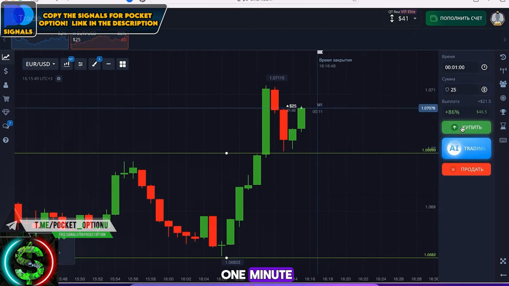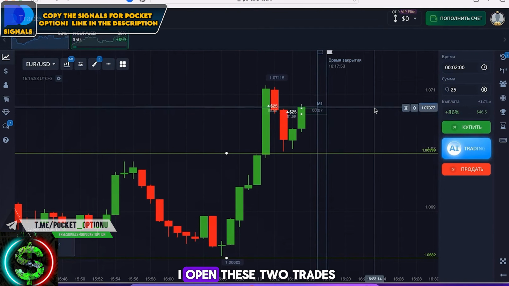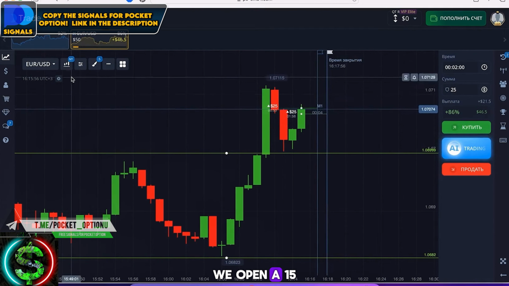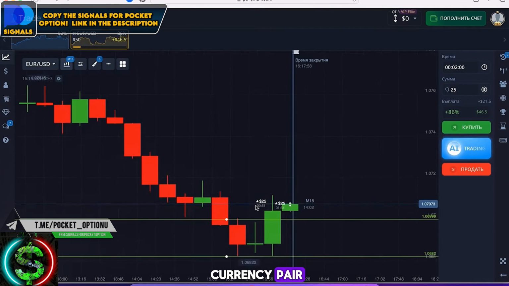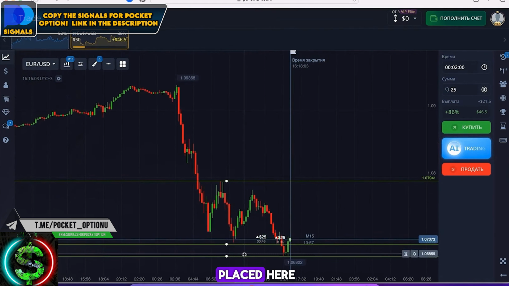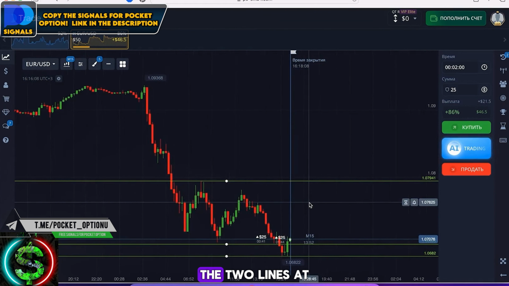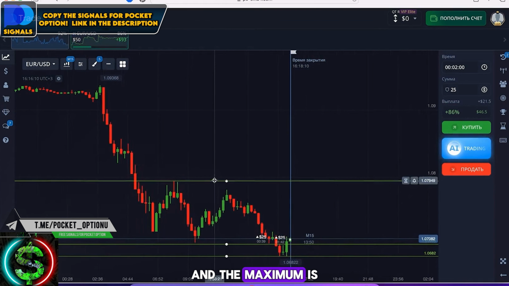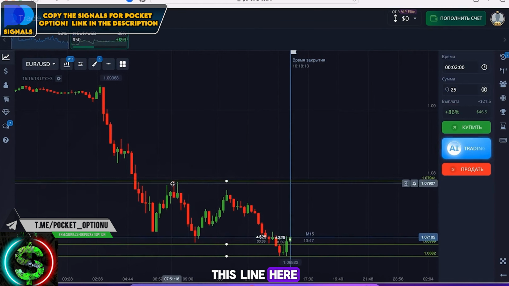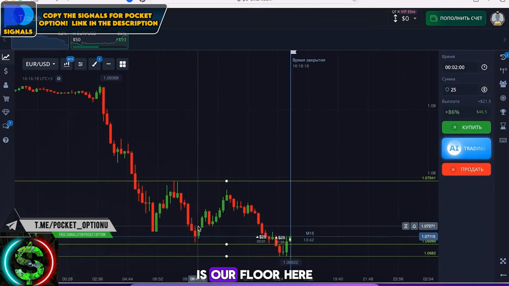I will start with 1 minute and the second trade will be for 2 minutes. Let me clarify why I open these two trades. We open a 15-minute interval for this currency pair, and what do we see here? We see three lines that I have already placed here. These three lines correspond to the maximum and minimum. The two lines at the bottom are our minimums and the maximum is at the top, this line here. The maximum is our ceiling and the minimum, which is the first line here, is our floor.